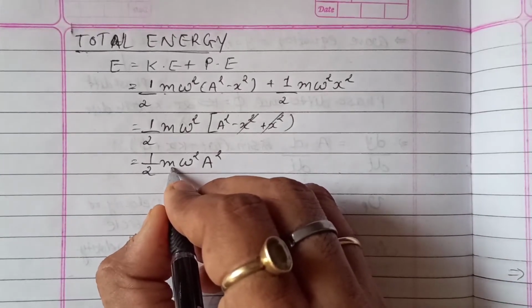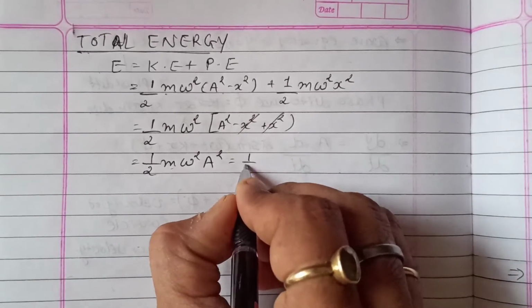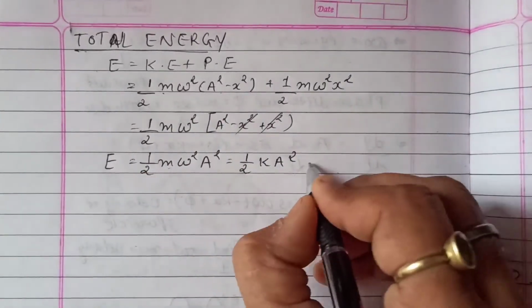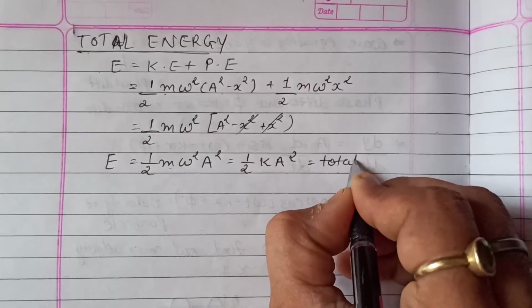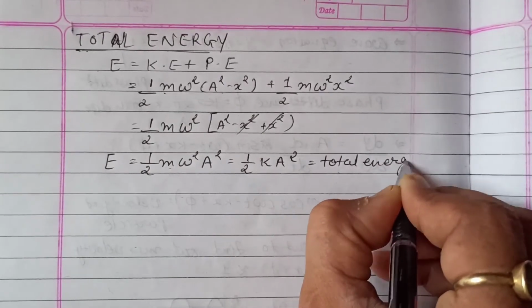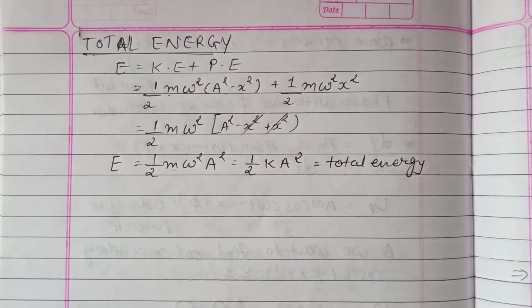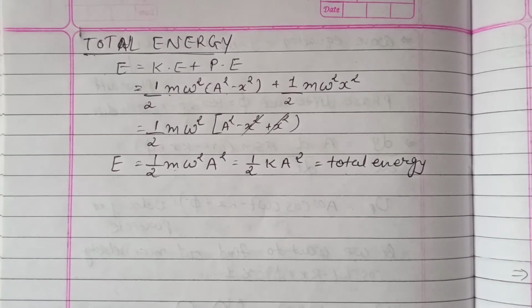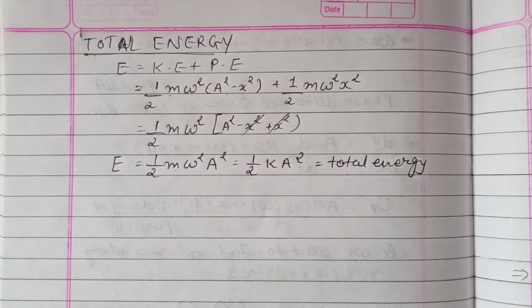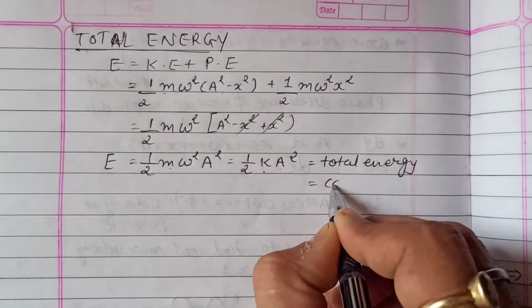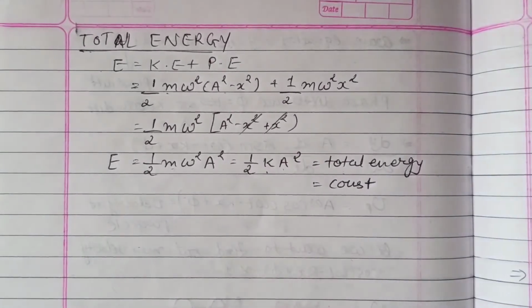We can write k in terms of m omega square, so it is 1/2 k a square. This is E, called the total energy. Now from this equation, we can write that total energy is always maximum and constant, because k is constant and A is constant. Total energy is always constant.